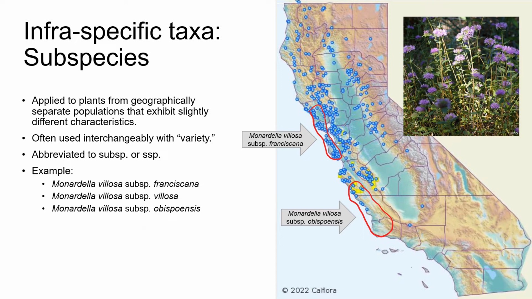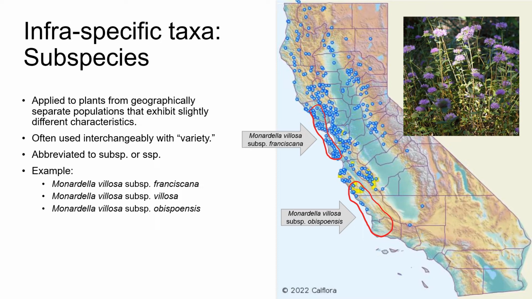An example of the use of subspecies is the California native subshrub Monardella villosa, coyote mint, which has 3 subspecies. Looking at the map of California on the right, you can see that Monardella villosa, subspecies obispoensis, has a distribution restricted to California's south-central coast in San Luis Obispo and North Santa Barbara counties.